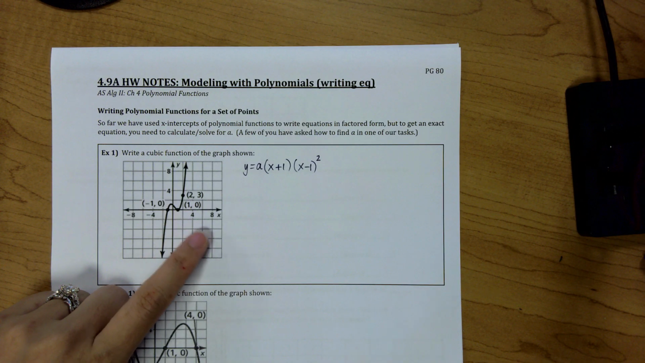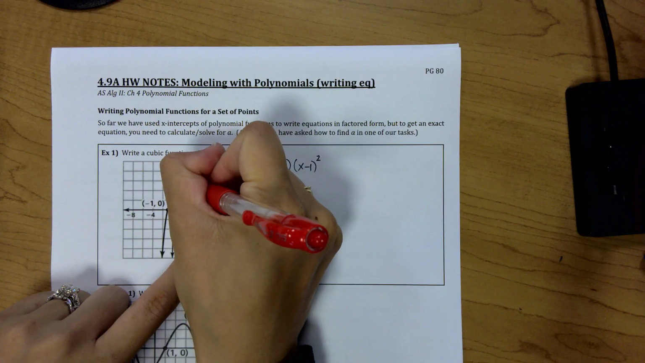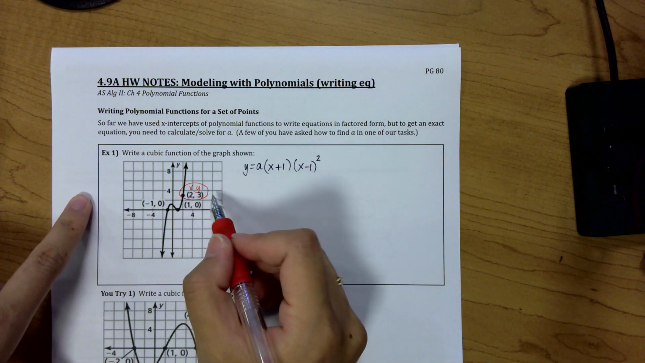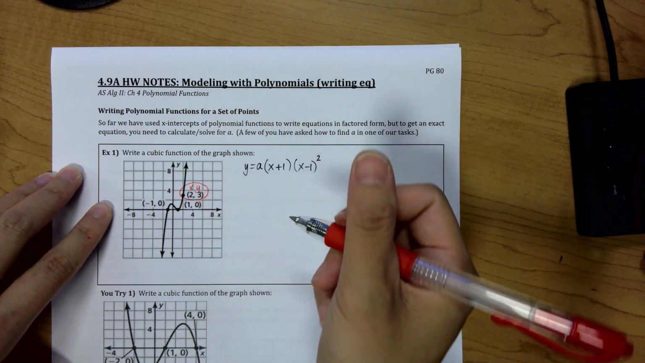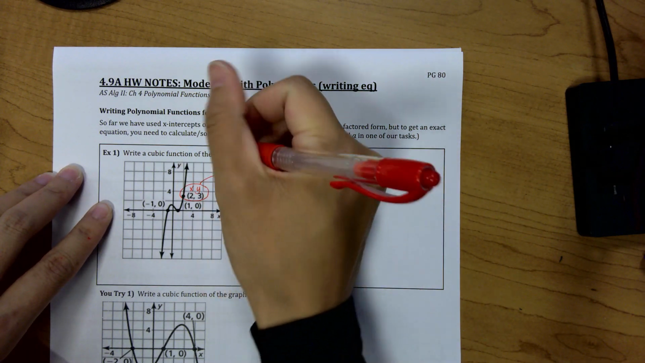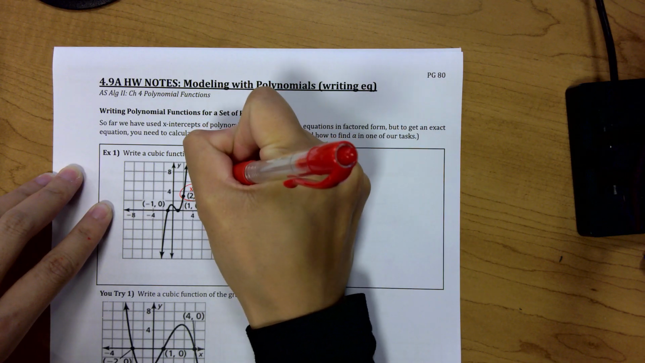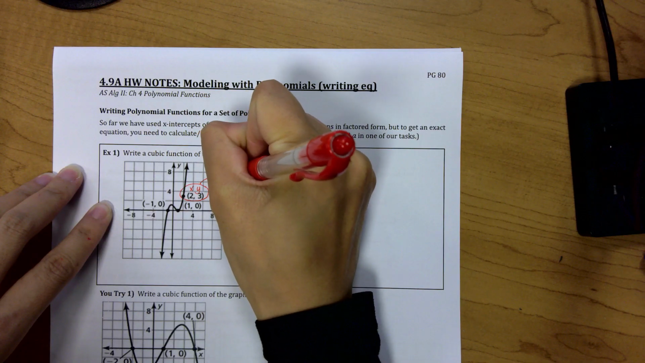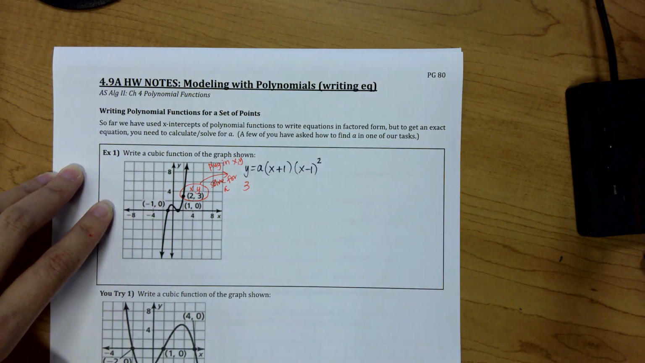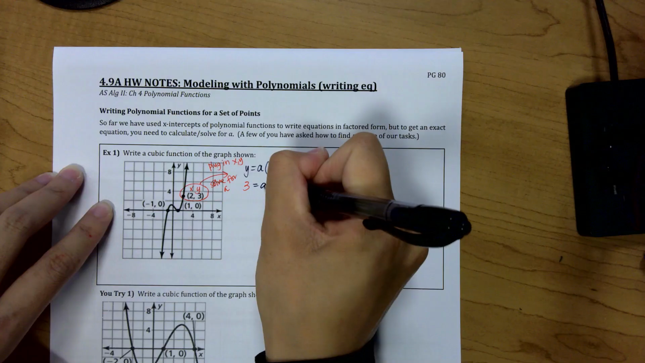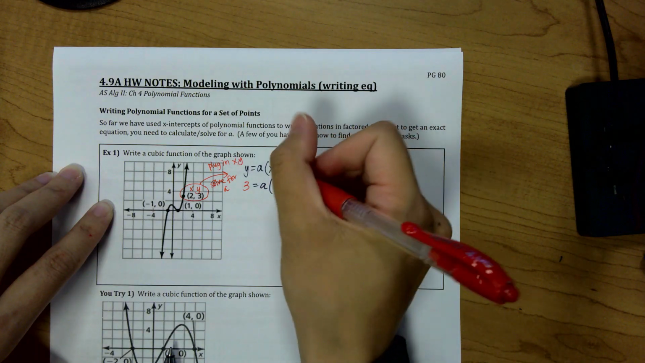Once we have this, you need to have an additional point. You have to be given an additional point that you can plug in, and once you plug in your x and y value, you can solve for a. So now I'm going to plug in x, y, solve for a. My y value is 3. I don't know a, and the biggest mistake that people make is they just ignore it completely. You still have to plug it in.